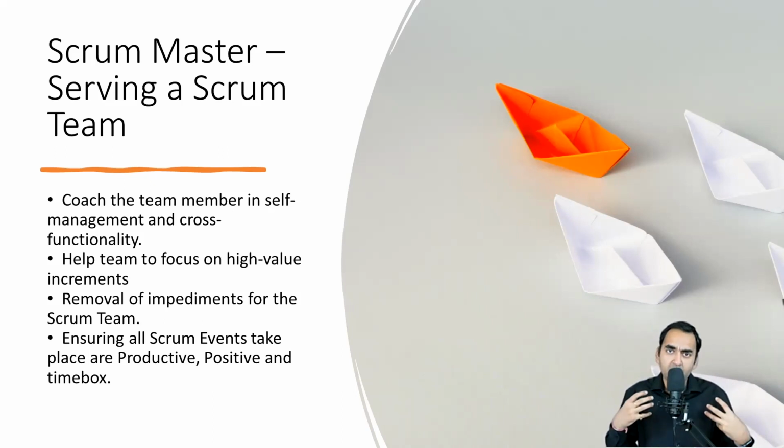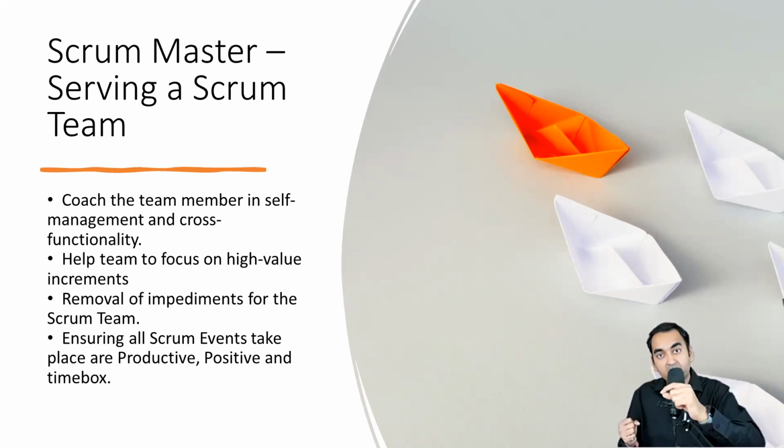Also, the Scrum Master makes sure that all the Scrum events or ceremonies that we will discuss in our future videos take place in a productive, positive, and time boxed manner. What does that mean? It means when we are holding all these ceremonies, they should give value at the end to the team. They should be productive. They should be time boxed. So every ceremony or event in Scrum has a defined upper time limit. You should not cross it. And it's the Scrum Master's responsibility that the team follows these guidelines.